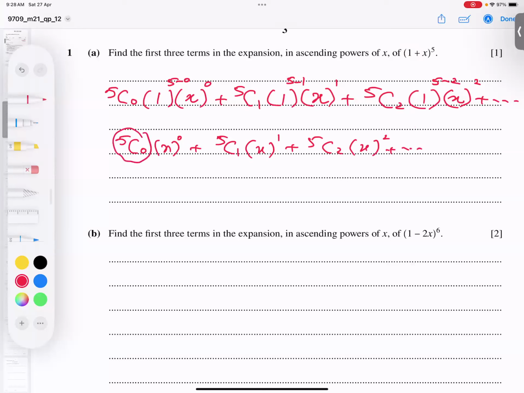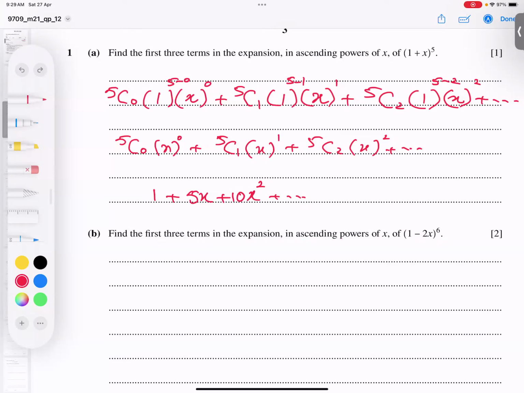So 5C0 is 1 and something to power 0 is 1. Ultimately, I got a 1. 5C1 is 5 into x, so I get 5x. 5C2 is 10, and I got 10x to power 2. I hope it is clear. These dots, if you put, okay, otherwise not compulsory. First 3 terms in the expansion of this.